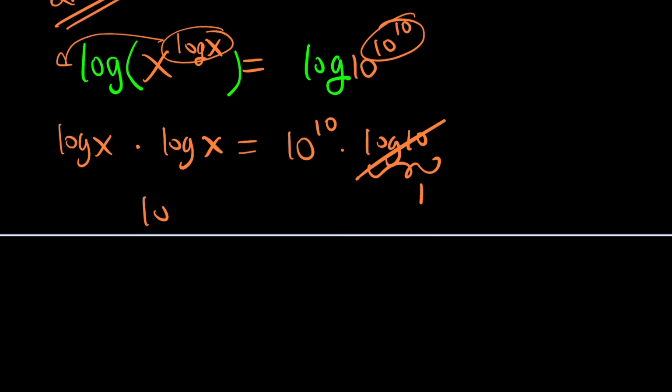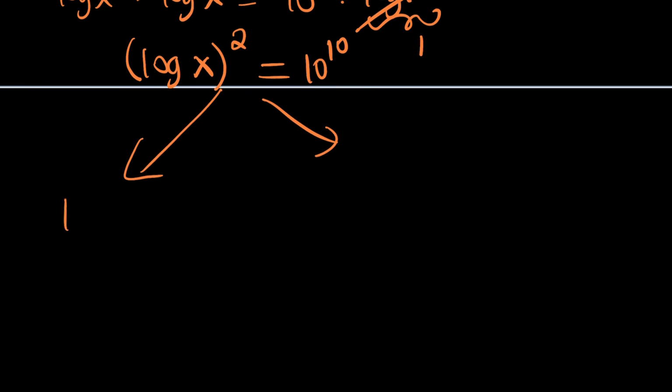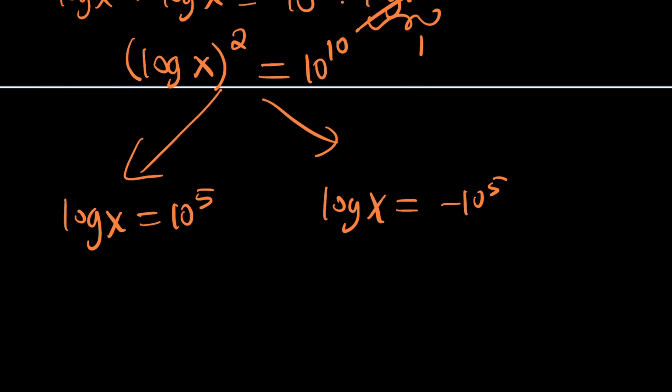And guess what this gives us? Log x to the second power equals 10 to the 10th. And then we kind of split up the same way before. Log x becomes the square root of 10 to the 10th power, which is 10 to the 5th power. And then log x can be the opposite of that number. And from here, obviously, you know the drill, right? x equals 10 to the 10 to the 5th, and x equals 10 to the power negative 10 to the 5th.